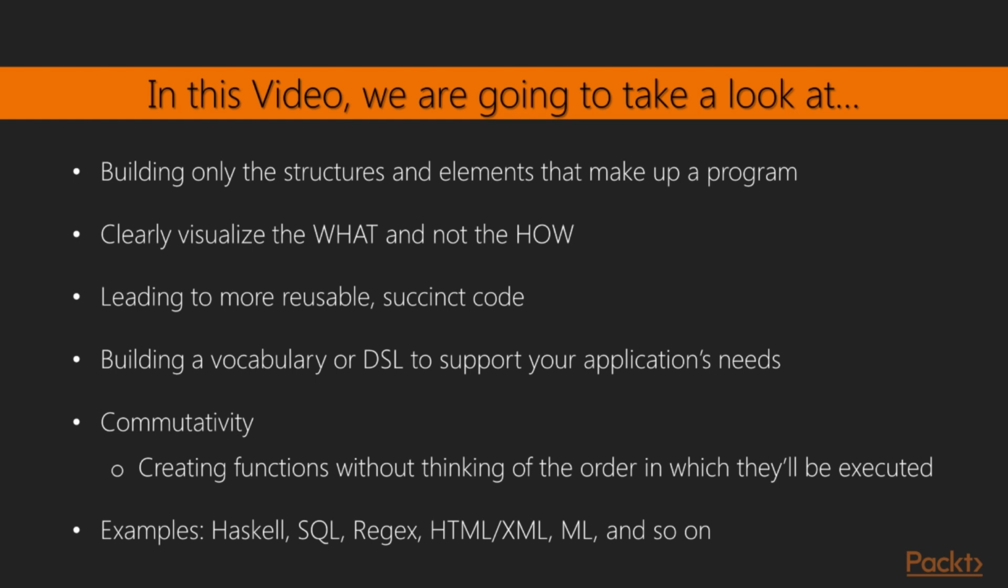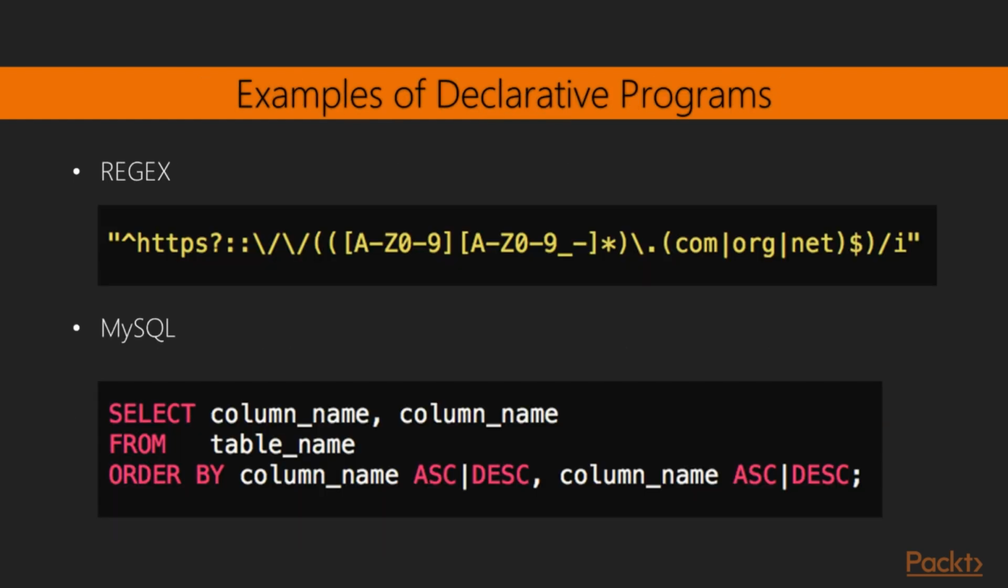Some examples of declarative languages are Haskell, SQL, regex, HTML, XML, etc. So here are a couple of examples. A regex expression is really a domain-specific language, or a declarative program over the regular expression engine. This particular regular expression parses out the server path and the domain of a URL. It does the whole process of tokenizing and extracting out all these pieces, but nothing from this expression tells you how to do that.